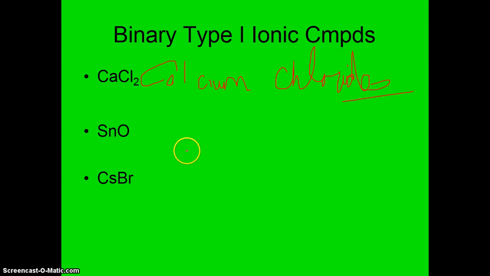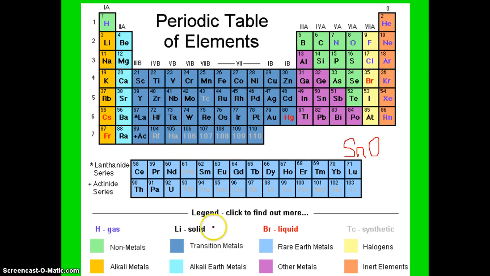SnO. That's not snow, although we wish we had some right now. Okay, now for your viewing pleasure, I took more time to write this compound down. So it's SnO. And we need to find these on the periodic table and to make sure that they're a type 1. So let's find Sn.